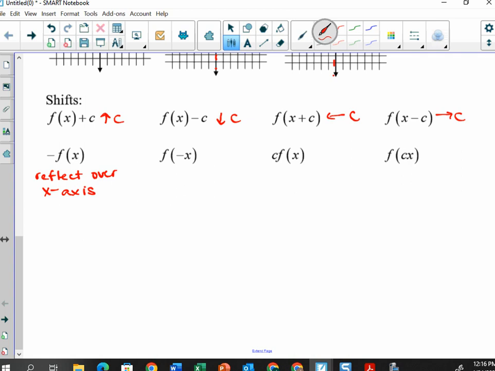Okay, f of negative x, what does that mean? Reflect over y-axis. Yes, your x is changing sign. You're going to reflect over y-axis.